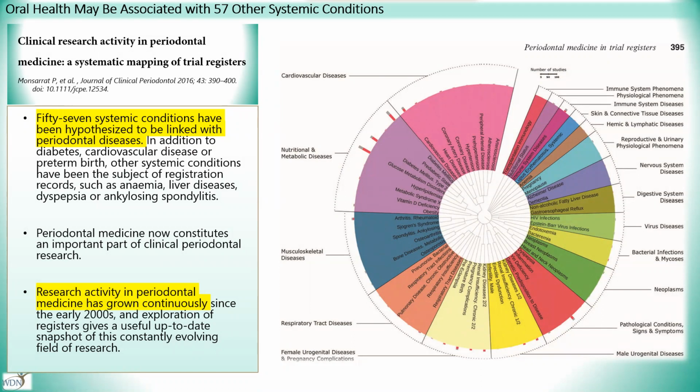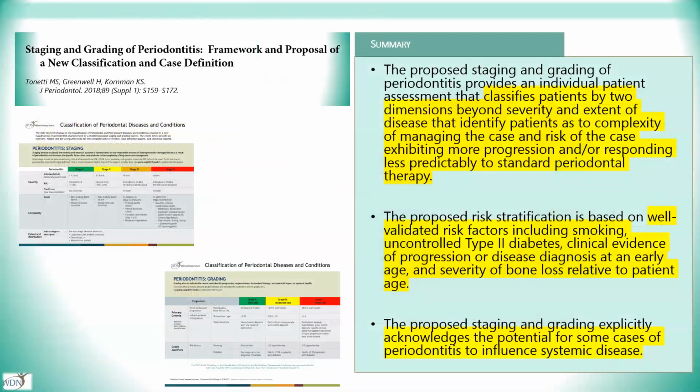So what do we want to do? We want to move even beyond smoking, and we want to move beyond just diabetes, and we want to start collecting other biomarker data. So what staging and grading does is it classifies these patients by these two dimensions beyond just severity. What are the other dimensions? Response to therapy, pace of bone loss, and it really helps us to see how they're going to respond, and it gives us more information than just simple disease severity, which is what we used to have.